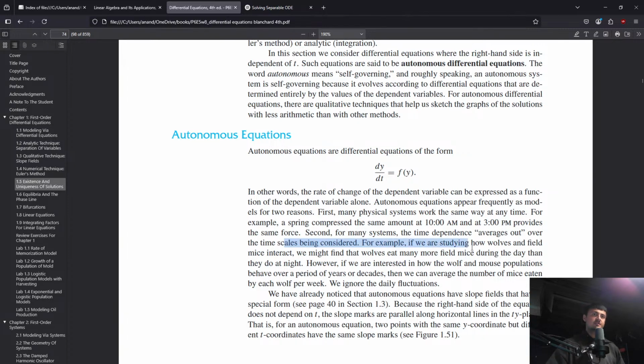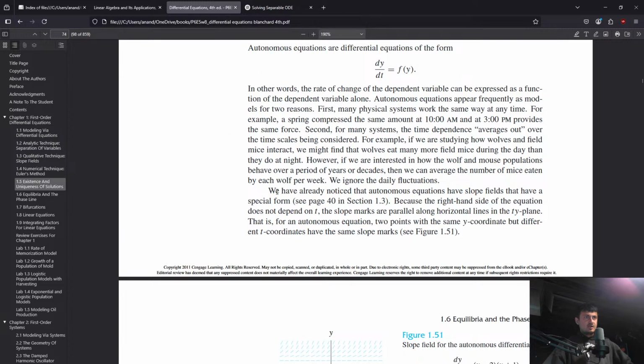For example, if we are studying how wolves and field mice interact, we might find that wolves eat many more field mice during the day than they do at night. However, if we are interested in how the wolf and mouse populations behave over a period of years or decades, we can average the number of mice eaten by each wolf per week. We ignore the daily fluctuations. We've already noticed that autonomous equations have slope fields that have a special form.